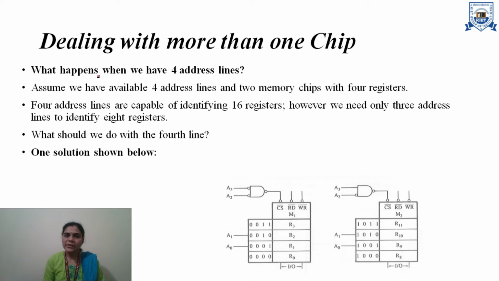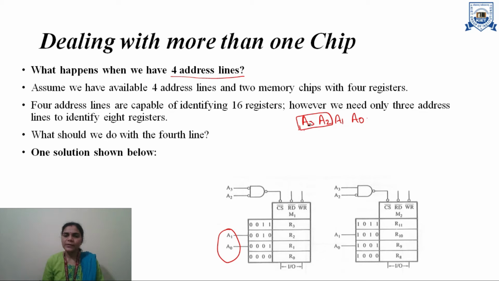What will happen when we have 4 address lines for the same configuration? We have 4 address lines, A3, A2, A1, A0. For 4 registers, we will require only 2 address lines, A0 and A1. So the other 2 address lines, A2 and A3, will be used for chip selection. Now we will have 4 combinations for A2, A3.